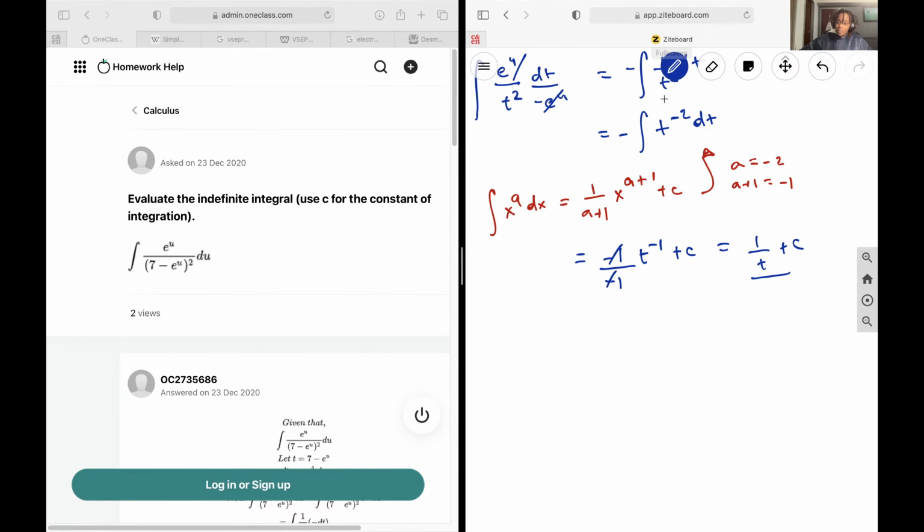I just want to substitute back in what I know t is, and this will become 1 over 7 minus e to the power of u plus c. And that's going to be my final answer.